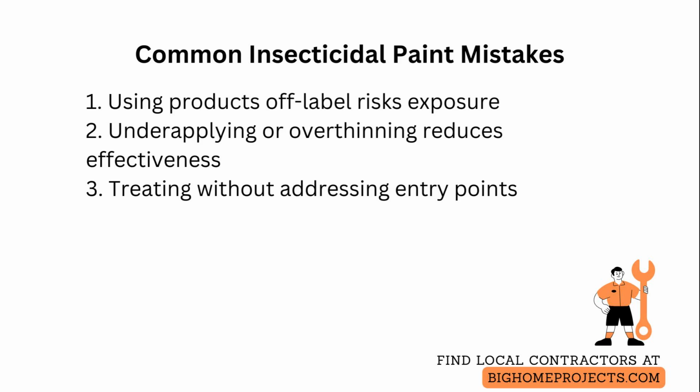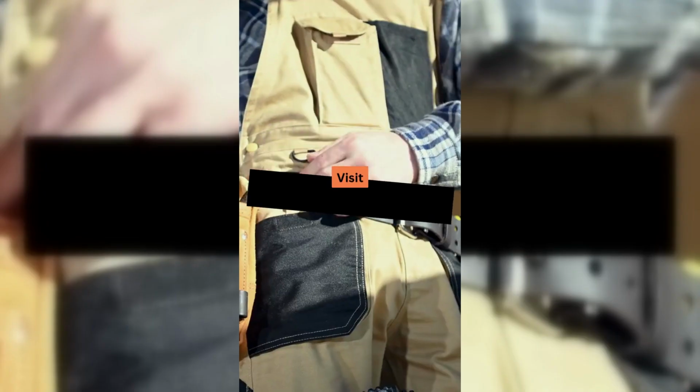like 2 uniform coats. A third issue is treating without addressing entry points and moisture that attract pests, which leads to recurring infestations despite treated surfaces. Inspect and seal gaps, repair leaks, and combine the paint treatment with physical exclusion and sanitation to get durable results.